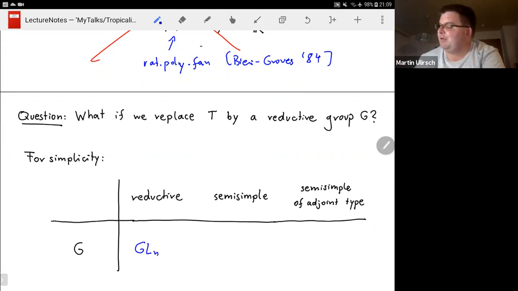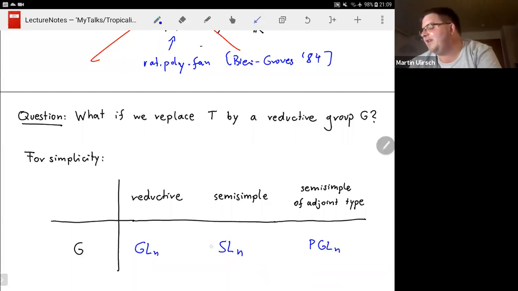If I'm saying semi-simple group, what you should be thinking is SL_n. And when I'm saying semi-simple group of adjoint type, then you should be thinking PGL_n. So I'm going to really work with these notions because it makes a lot of things simple to explain, but all the things I'm saying have equivalent statements also for reductive, semi-simple, and semi-simple of adjoint type groups. Okay. Now let's get started.